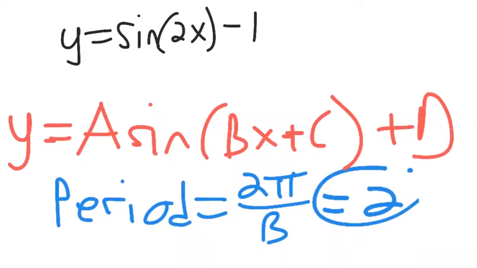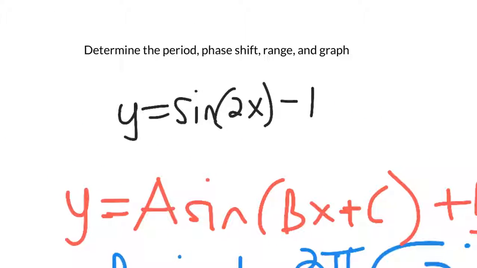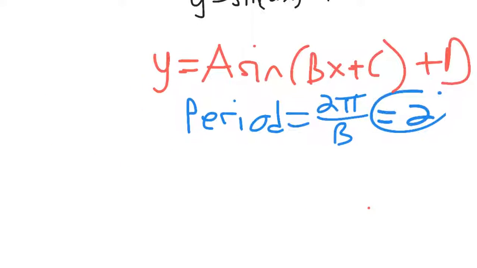The phase shift is always dictated by C, or the amount you add or subtract inside the trig function. There's nothing here, so our phase shift is going to be 0 for this problem. And the range, we can find that one after we sketch a graph.